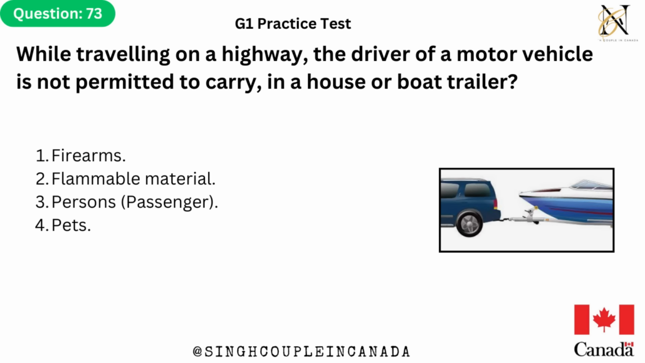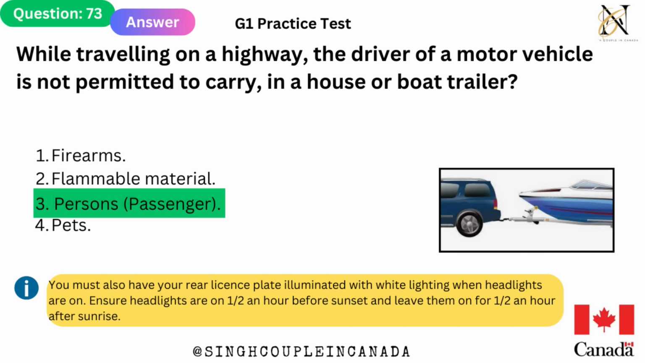While traveling on a highway, the driver of a motor vehicle is not permitted to carry, in a house or boat trailer, 1. Firearms. 2. Flammable material. 3. Persons, passenger. 4. Pets. The answer is 3. Persons, passenger. You must also have your rear license plate illuminated with white lighting when headlights are on. Ensure headlights are on an hour before sunset and leave them on for half an hour after sunrise.